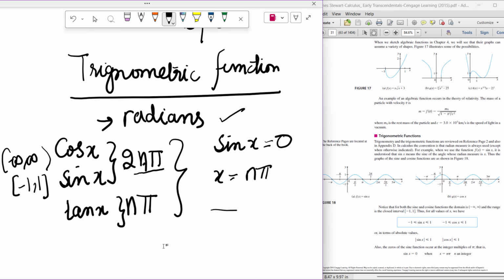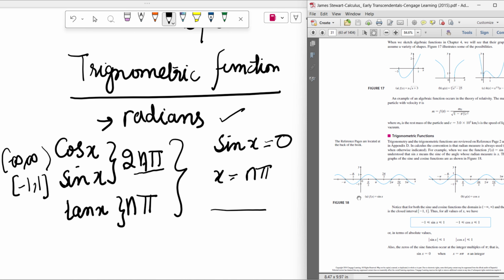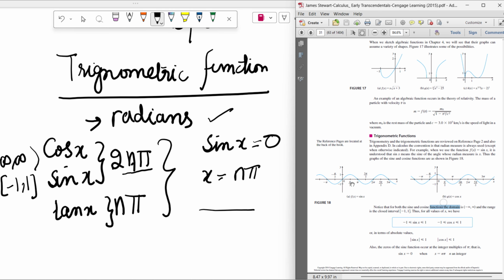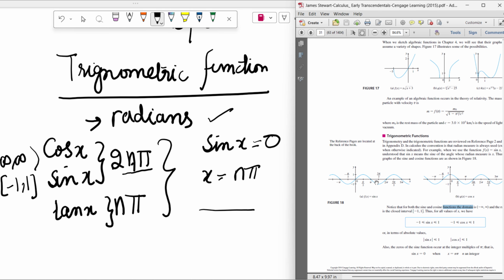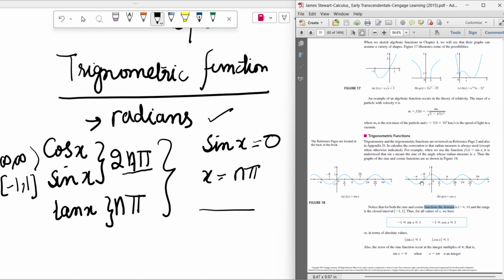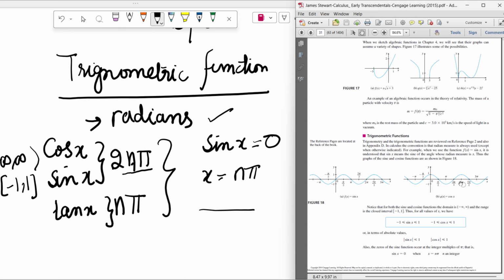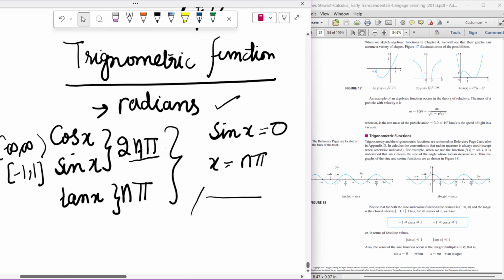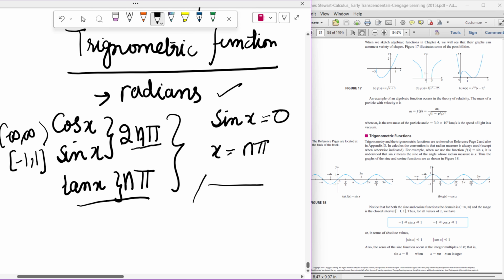It means the wave repeats itself, as you can see in figure number 18, the graph of the function sine x. The wave repeats itself after every period of 2 pi. Similarly, the graph of the function cos x will also repeat itself after every interval of 2 pi. So the period of sine and cosine will be 2n pi, while the period of tangent x will be n pi, meaning it repeats itself after pi.